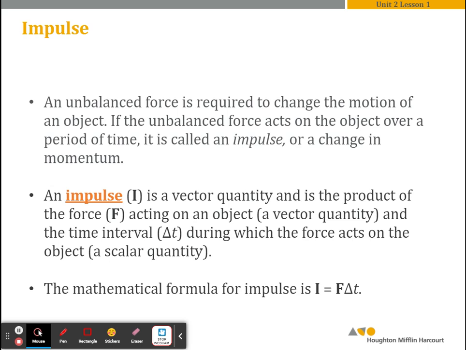And so impulse is a vector times a scalar. When you multiply a vector times a scalar, you still have the direction of the vector. So the formula for impulse is I equals F delta t. We also see this expressed as delta p equals F delta t, because impulse is defined also as a change in momentum. So a change in momentum over a period of time, delta p, is equal to F delta t. It's a very useful equation.